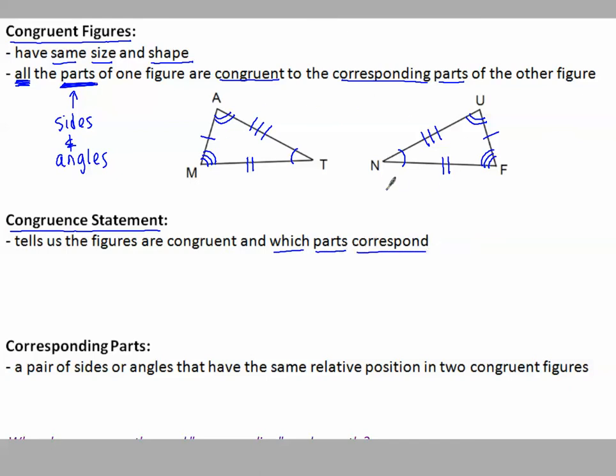For example, using this picture, I can say triangle MAT is congruent to triangle, and now I have to be careful that I match up the corresponding parts. So M, we decided, was the largest angle. We put 3 marks in that angle. Corresponding is the other triangle's largest angle with the 3 marks also, so F has to go first. A matches up with U because of the 2 marks that they both have, so U will go next, and then the last angle T to match up with the last angle N.